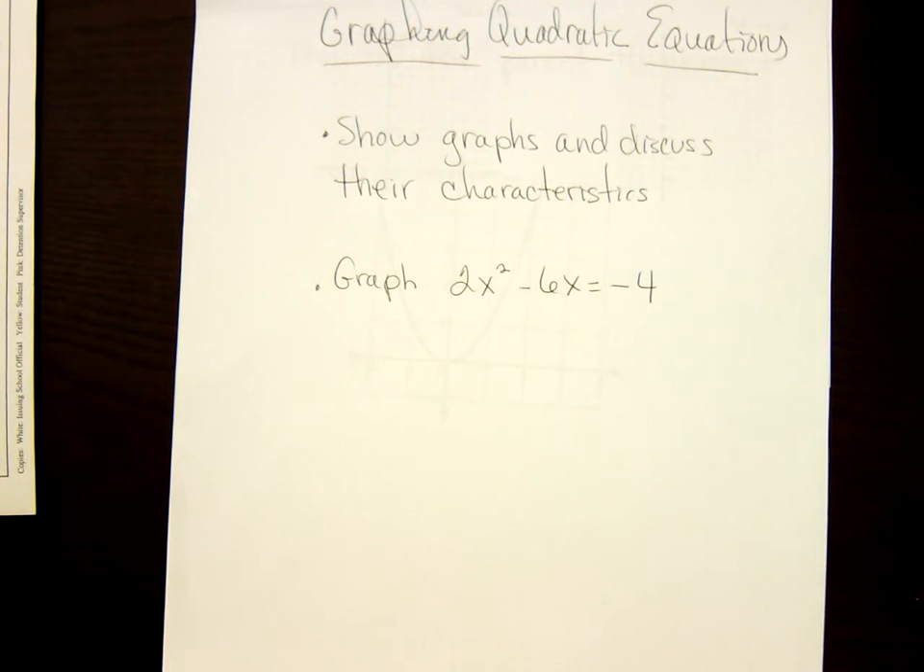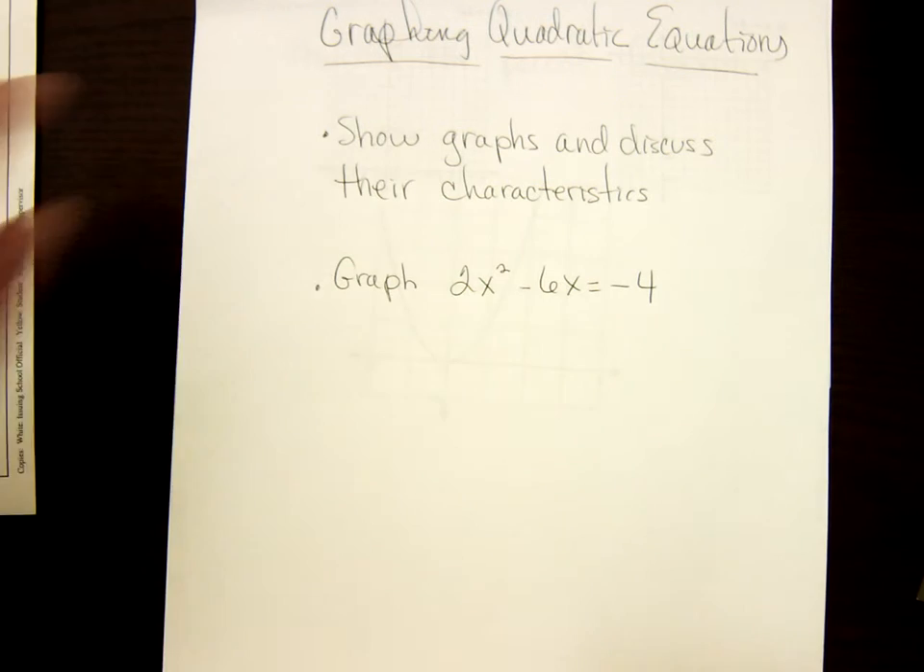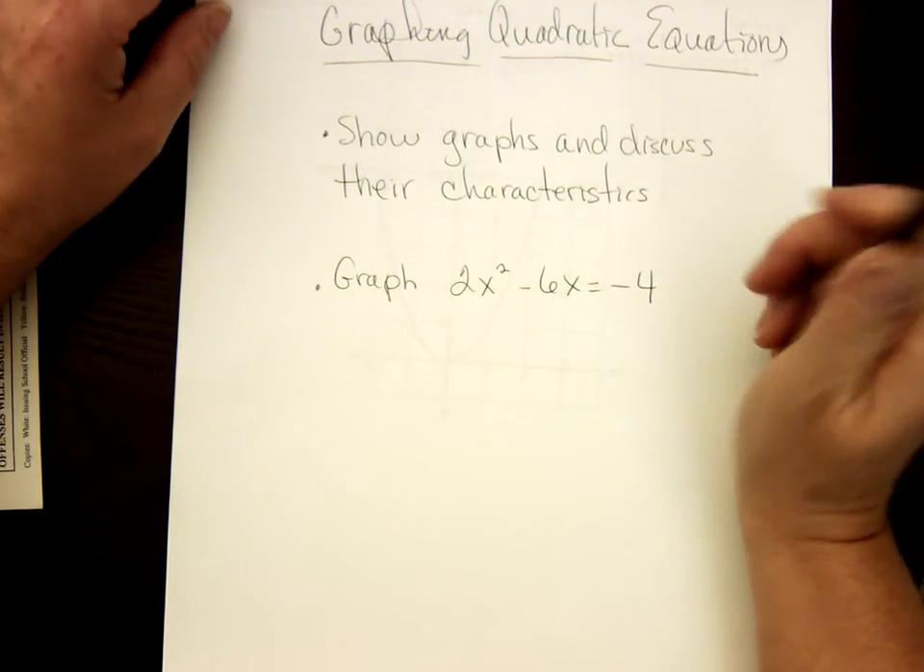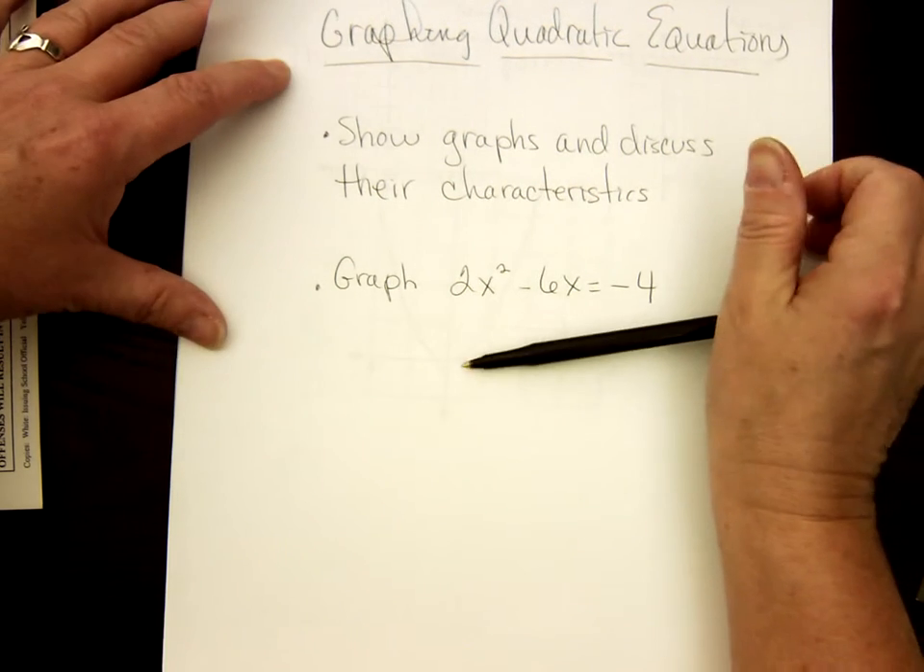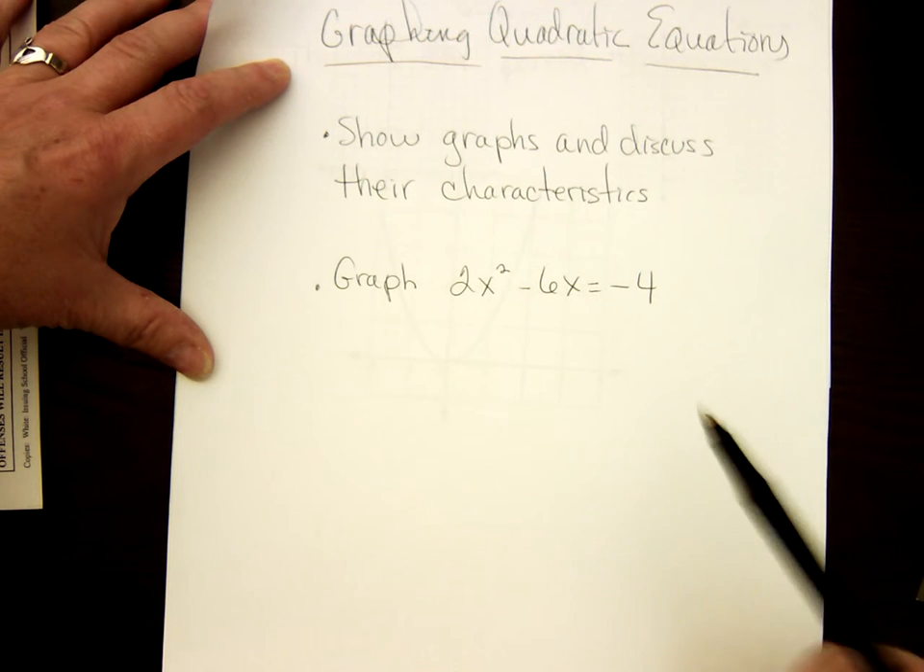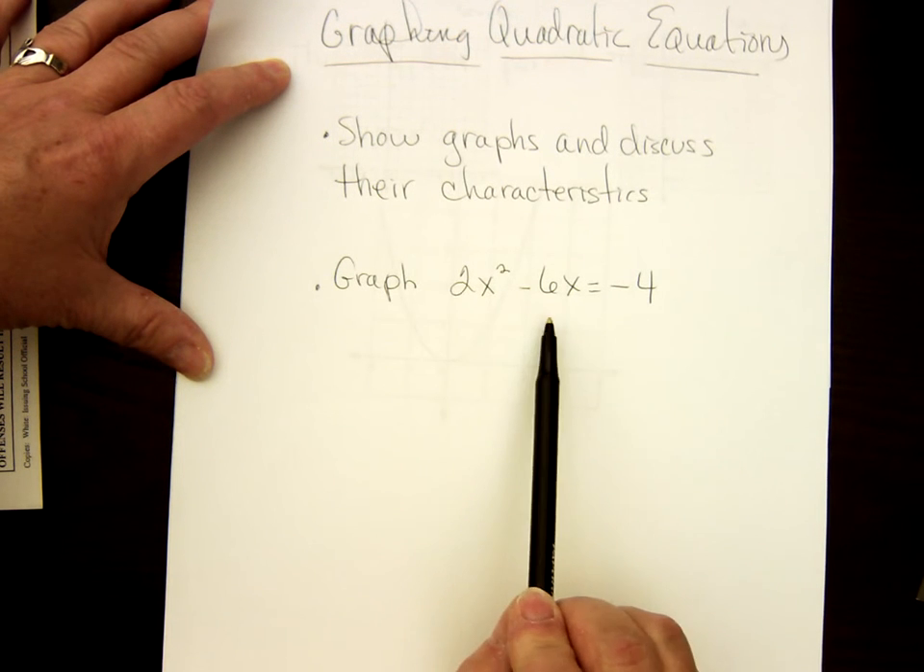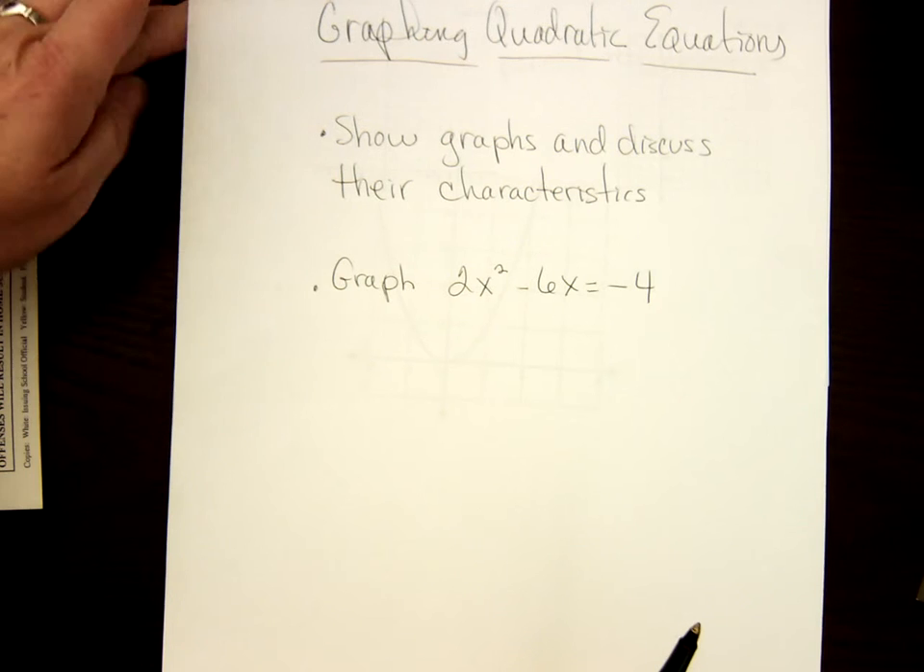Today we're going to do a quick review of graphing quadratic equations. And our goal here is to show graphs and discuss their characteristics, and to graph the equation 2x squared minus 6x equals negative 4.